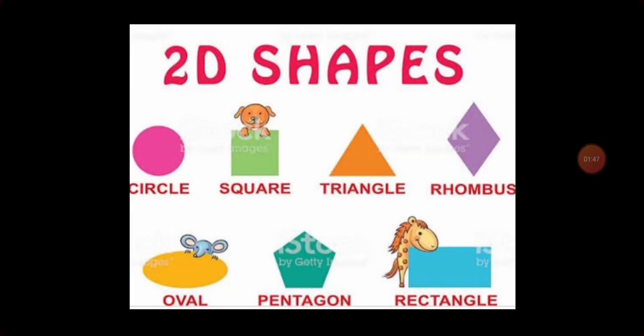Now, let's see some examples of 2D shapes. Can you see them? Well, I have circle, square, triangle, rhombus, oval, pentagon, and rectangle here.